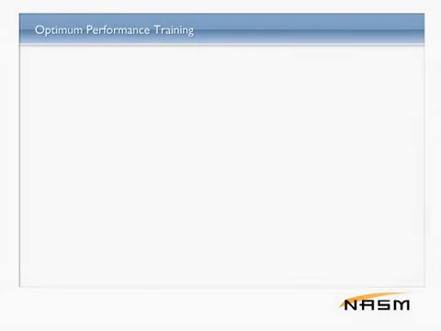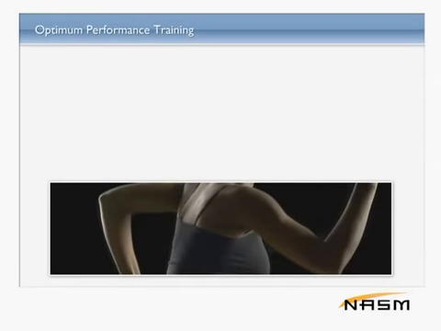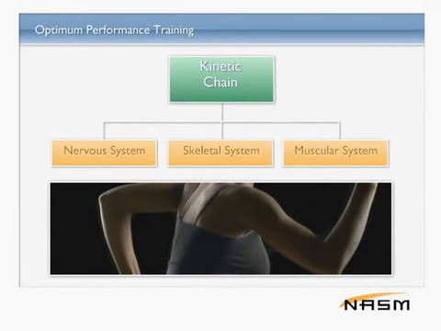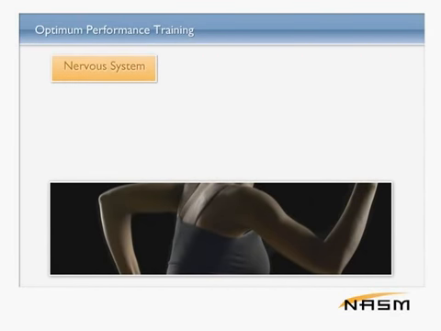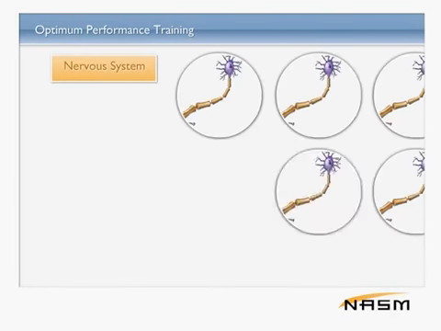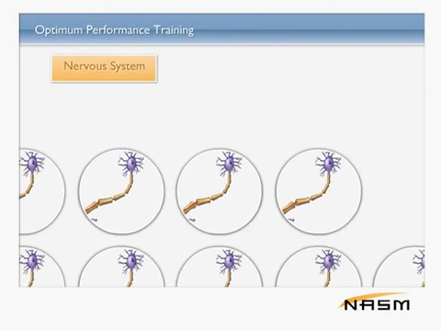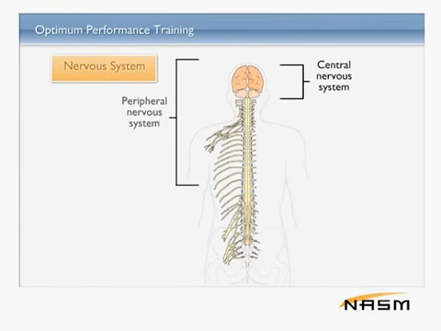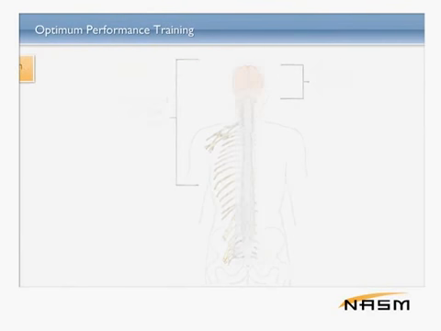Summary. So in summary, the movement system of the human body is called the kinetic chain. The three components of the kinetic chain are the nervous system, the skeletal system, and the muscular system. The nervous system is comprised of billions of neurons that transfer information throughout the body through two interdependent systems, the central nervous system, or the brain and spinal cord, and the peripheral nervous system, the nerves that branch out from the brain and spinal cord.